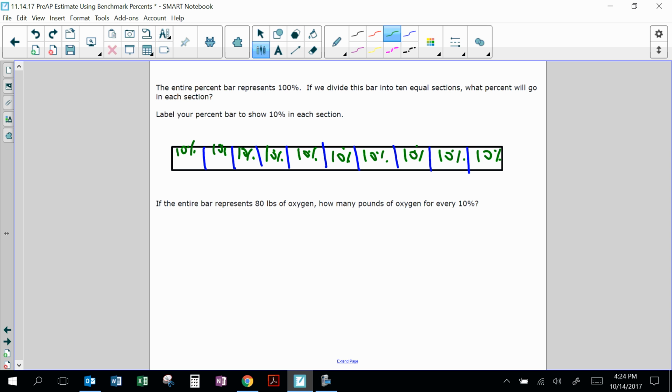If the entire bar represents 80 pounds of oxygen, how many pounds of oxygen for every 10%? So this entire bar has 80 pounds of oxygen. I need to divide it into 10 equal sections. That means there must be 8 pounds of oxygen in each section. And to check your work, 8 pounds times 10 sections is 80 pounds. So 10% is the same as saying 8 pounds of oxygen. 20% is the same as saying 16 pounds of oxygen.